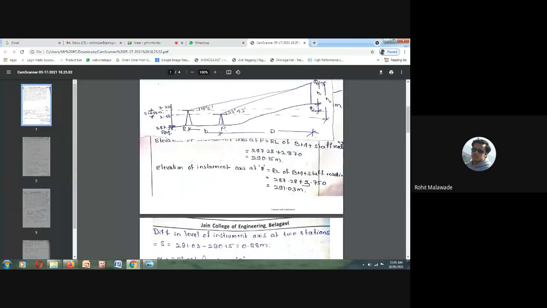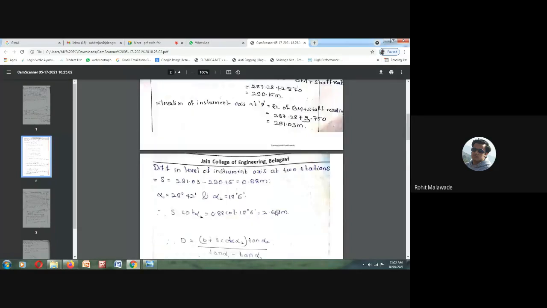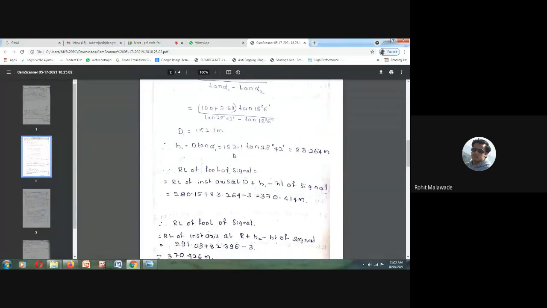This particular height H1 can be calculated by using the formula D tan alpha 1. So we are going to get H1 as D tan alpha 1, that is 152.1 tan 28 degrees 42 minutes. So D tan alpha 1 will be 83.264.